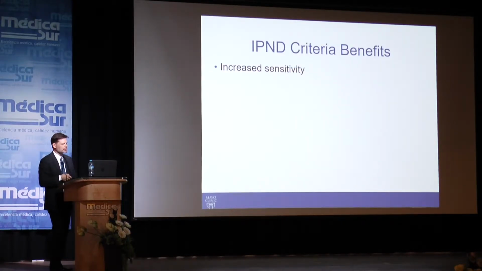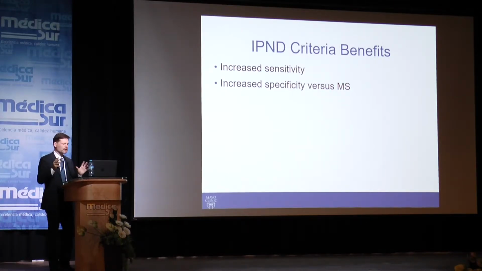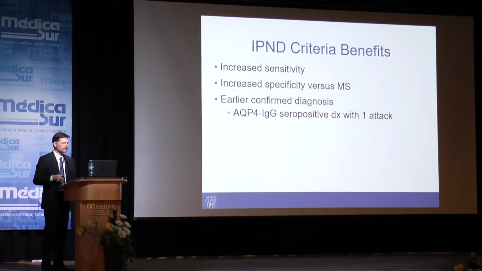The benefits of the criteria then, besides increased sensitivity, also increased specificity, so the ability to separate NMO spectrum disorder from multiple sclerosis. Why is that important? Because many of the drugs that we use to treat MS can actually aggravate NMO spectrum disorder, so you need to avoid them. An earlier confirmed diagnosis, as I mentioned earlier, can lead to earlier initiation of treatment.